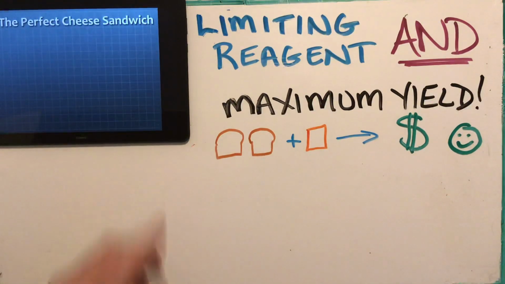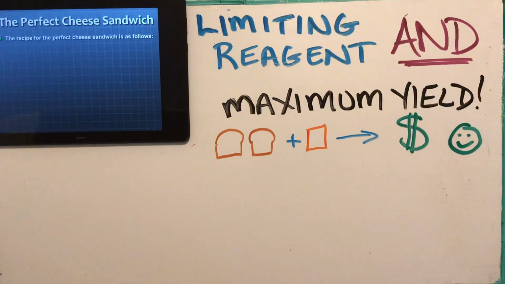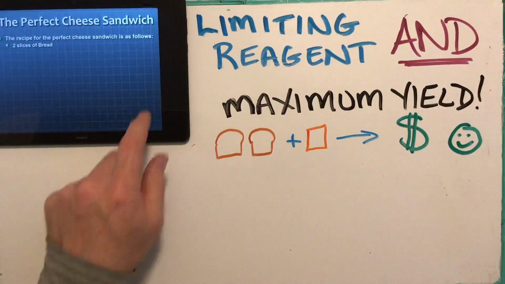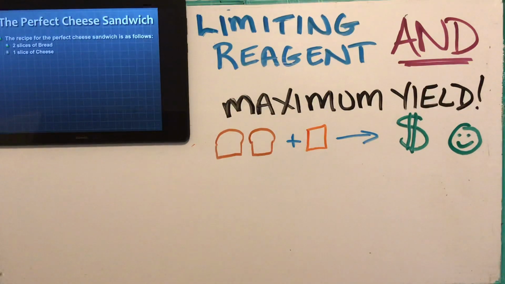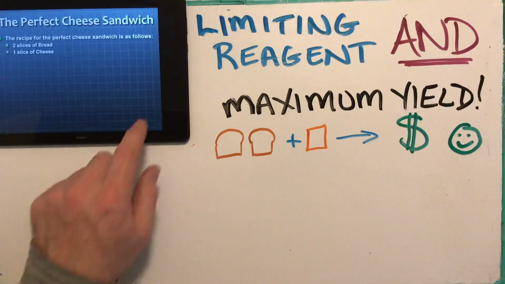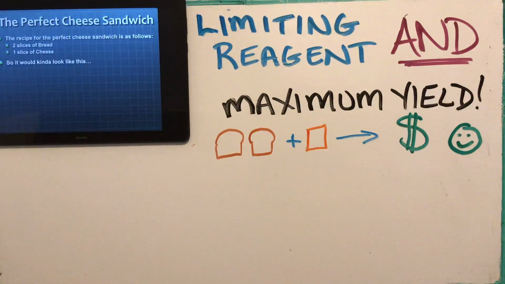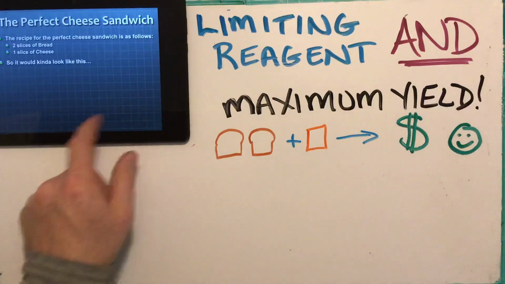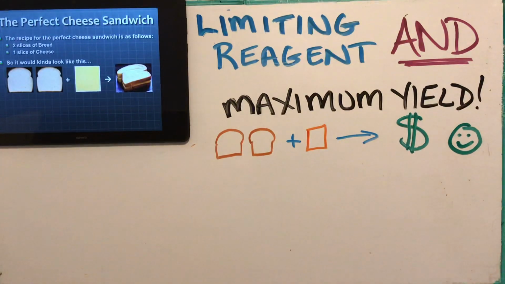All right, so the perfect cheese sandwich. The recipe for the perfect cheese sandwich is as follows. Pay attention. This is how you get paid. 2 pieces of bread, 1, 2. 1 slice of cheese right here. And that makes the perfect cheese sandwich. Boom. Money.